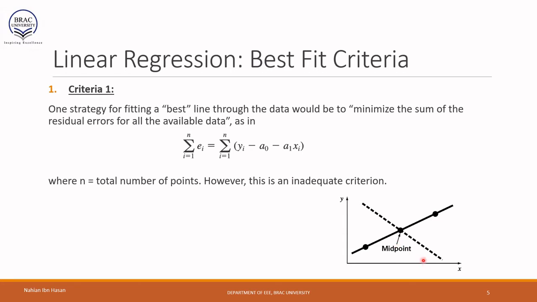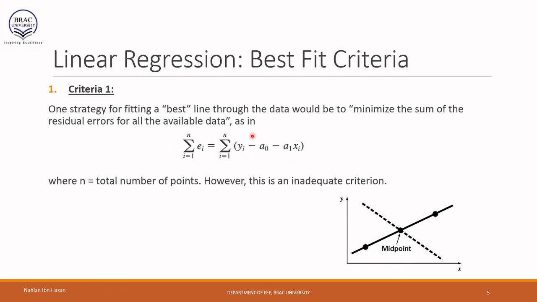So at each point there is an error between the fitted curve and the main data points. So these errors are denoted by y minus a0 minus a1 xi. So at each of the points xi there is a true value yi, and the difference between these two quantities is the error. So at each point we can get an error term.